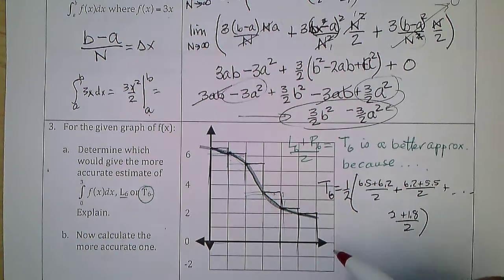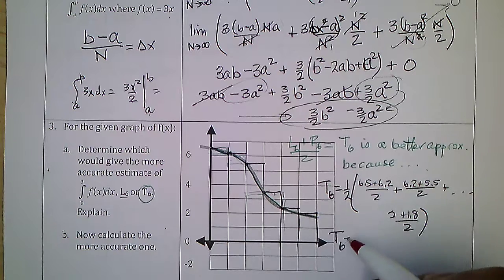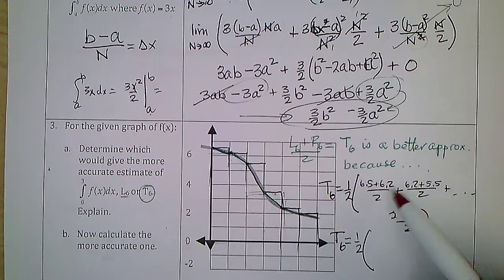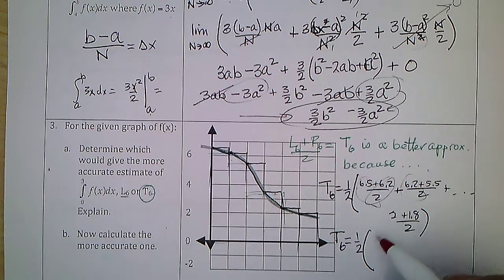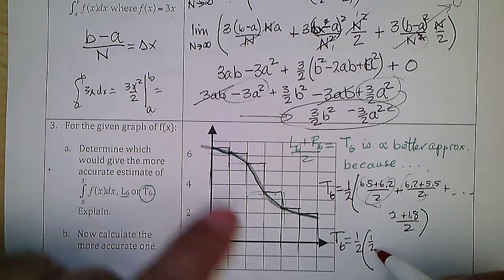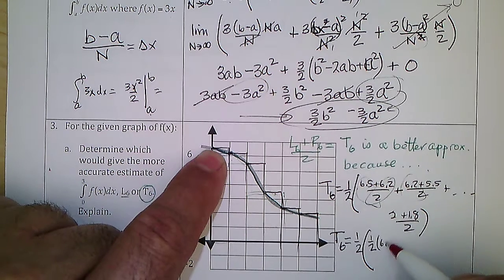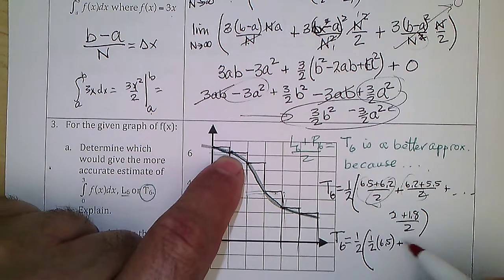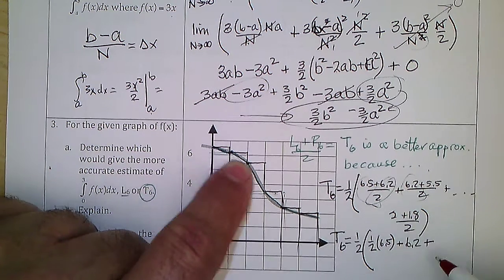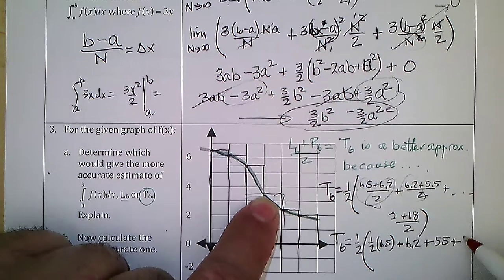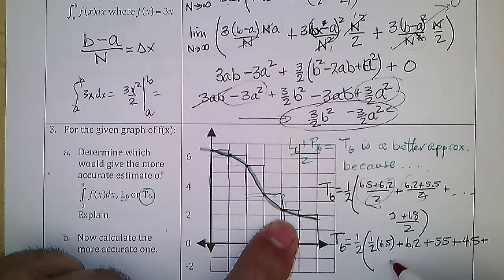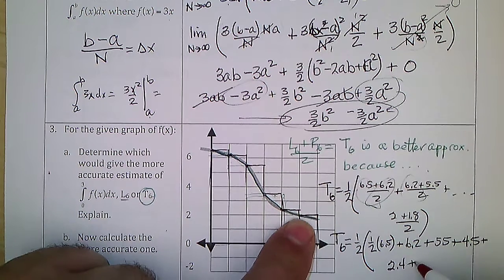However, it's a lot easier if you do T6 by doing 1/2. We get half of the first one and 2/2 of the second one, so we can just use all of that. So we do 1/2 of the first entry, 6.5, plus the next height, 6.2-ish, plus the next height, 5.5, plus the next height, 4.5, plus the next height, which is 2.4-ish, plus the next height, which is 2, plus half of the last height.